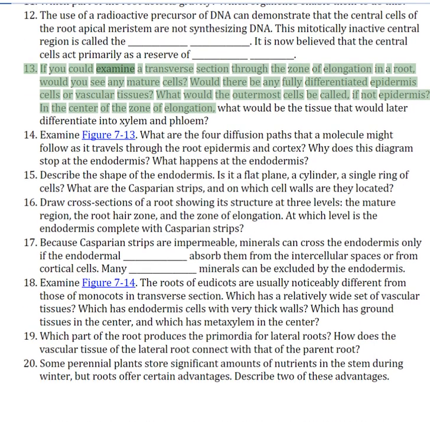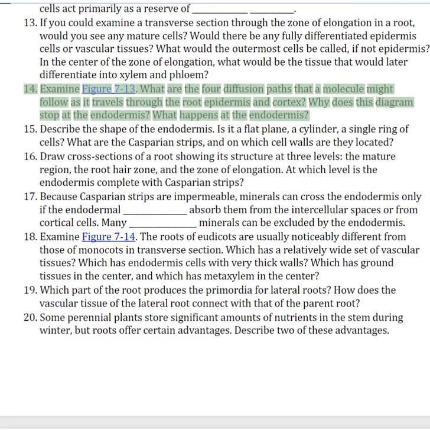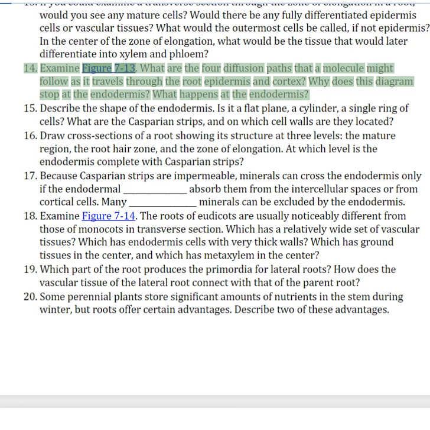13. If you could examine a transverse section through the zone of elongation in a root, would you see any mature cells? Would there be any fully differentiated epidermis cells or vascular tissues? What would the outermost cells be called, if not epidermis? In the center of the zone of elongation, what would be the tissue that would later differentiate into xylem and phloem? 14. Examine figure 7.13.